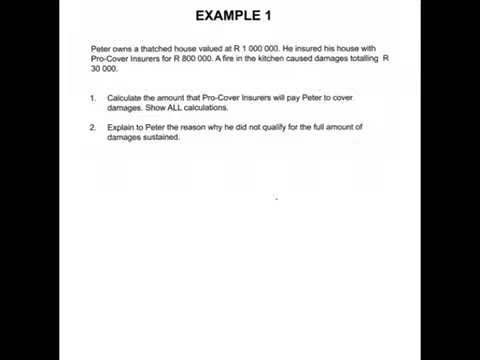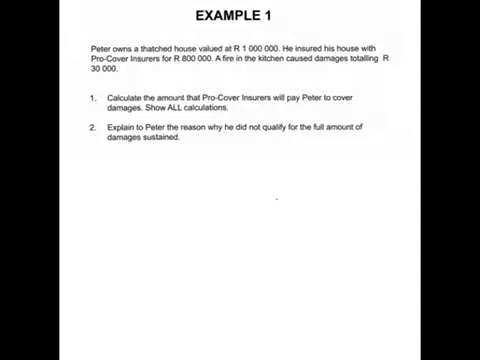So in this example, it's important to know the information. He owns a thatch house valued at 1 million rand. That's the market value, that's what the house is worth. But he only insured his house to a maximum value of 800,000 rand. So the moment we insure our property for less than the market value, we are underinsured.